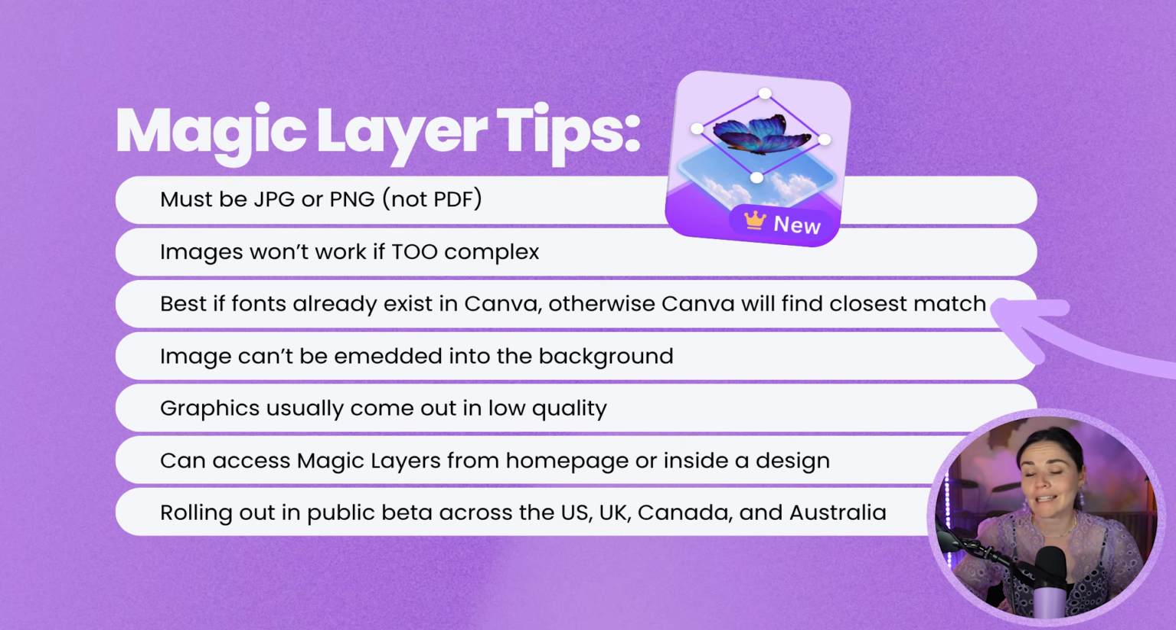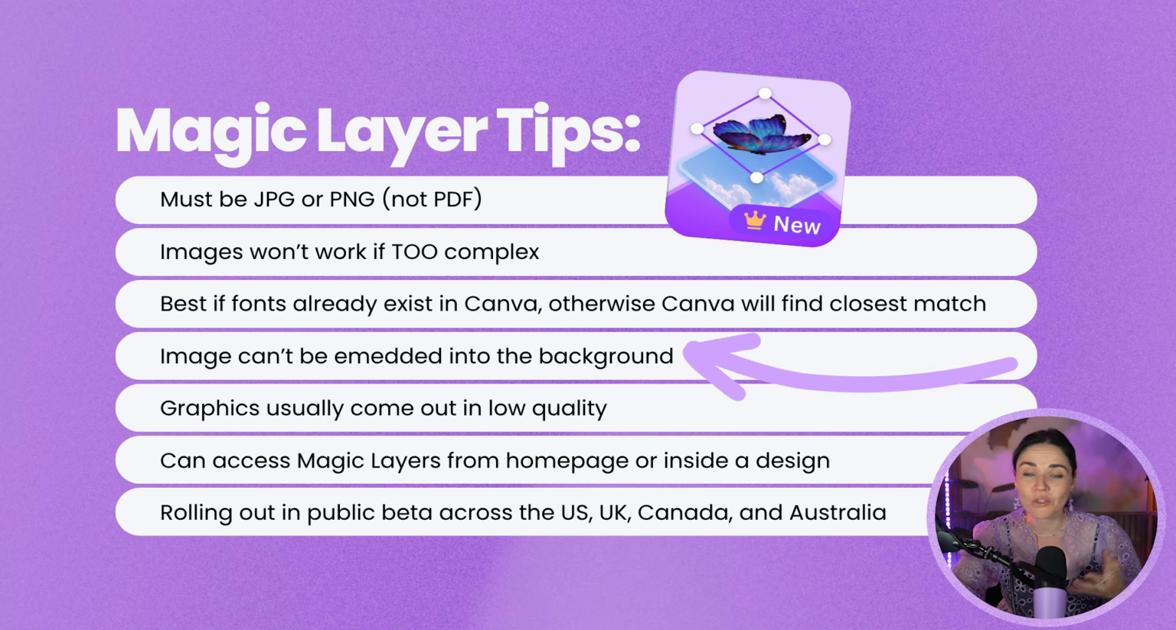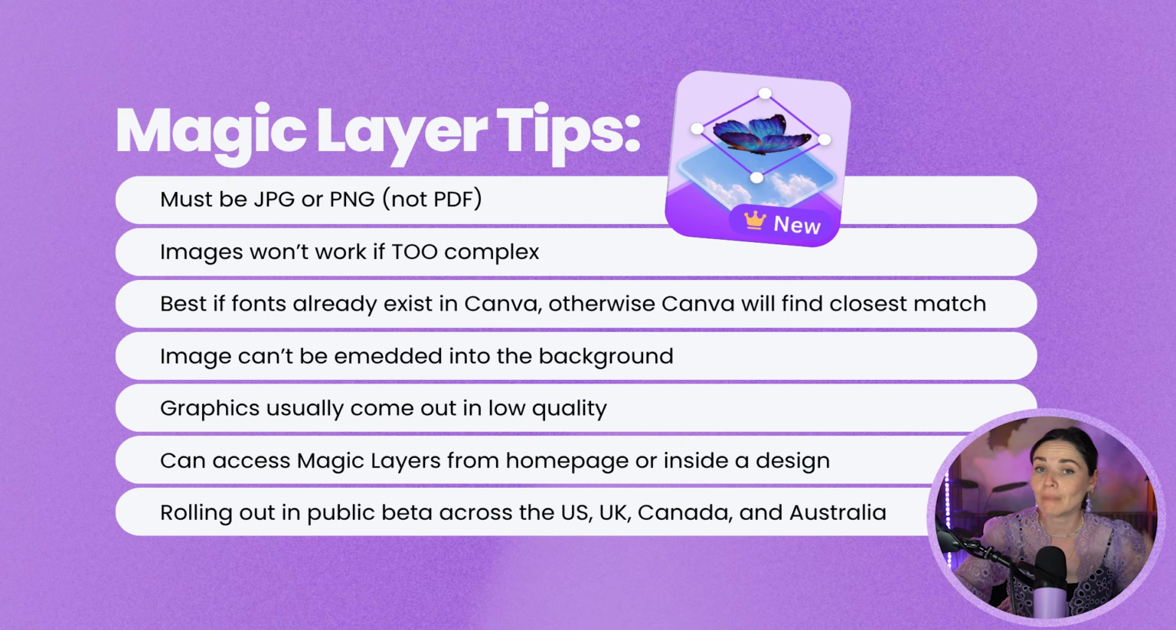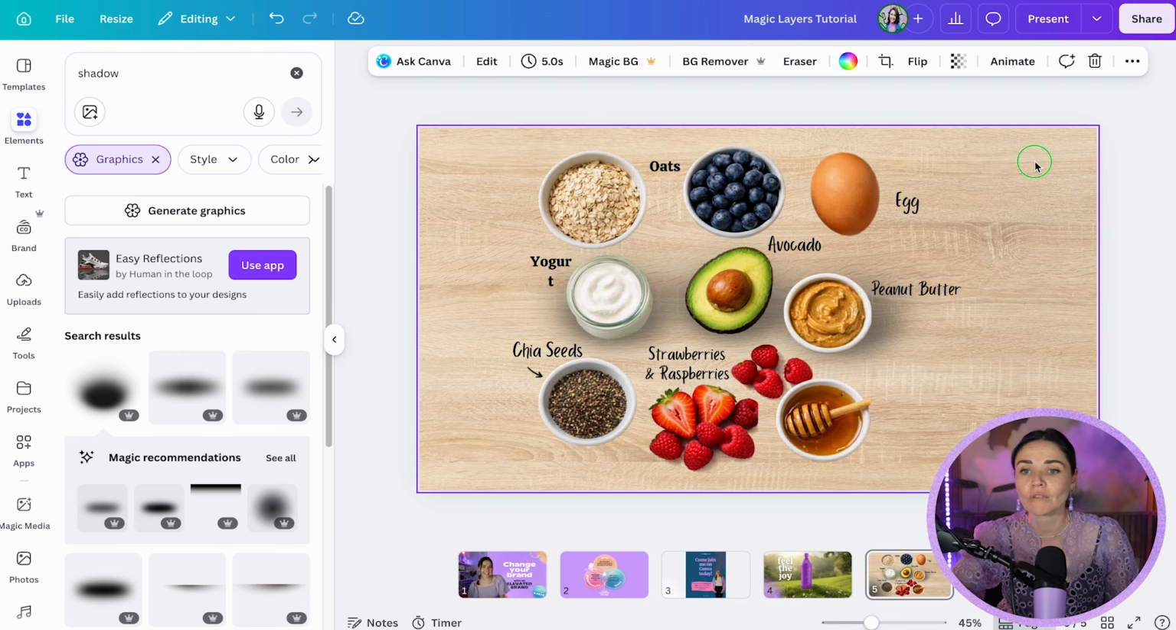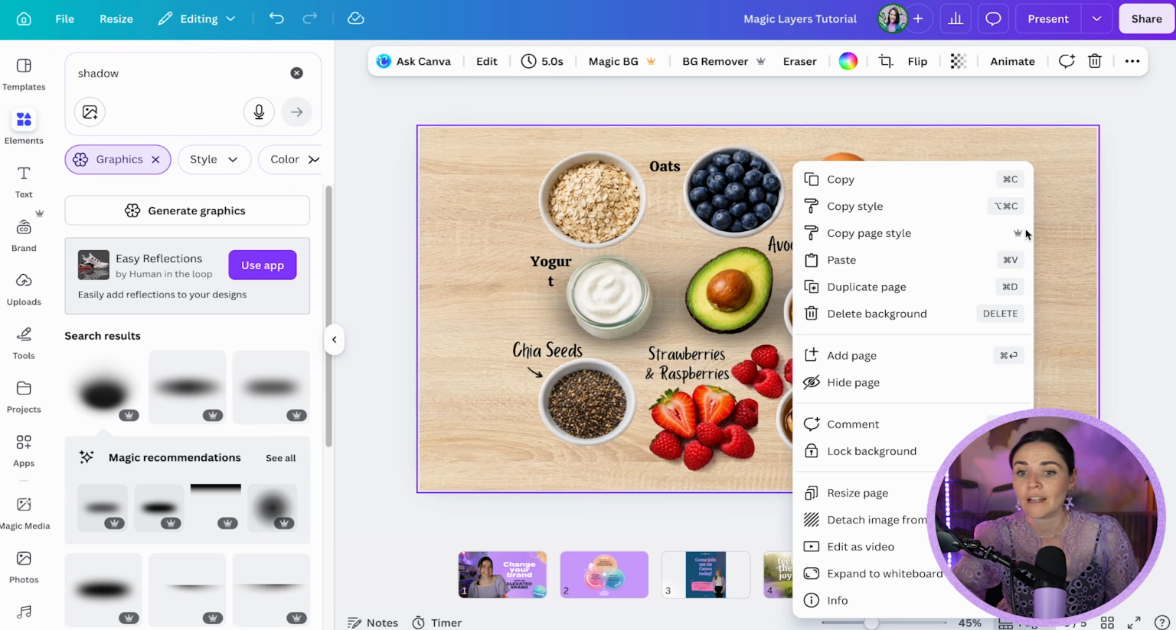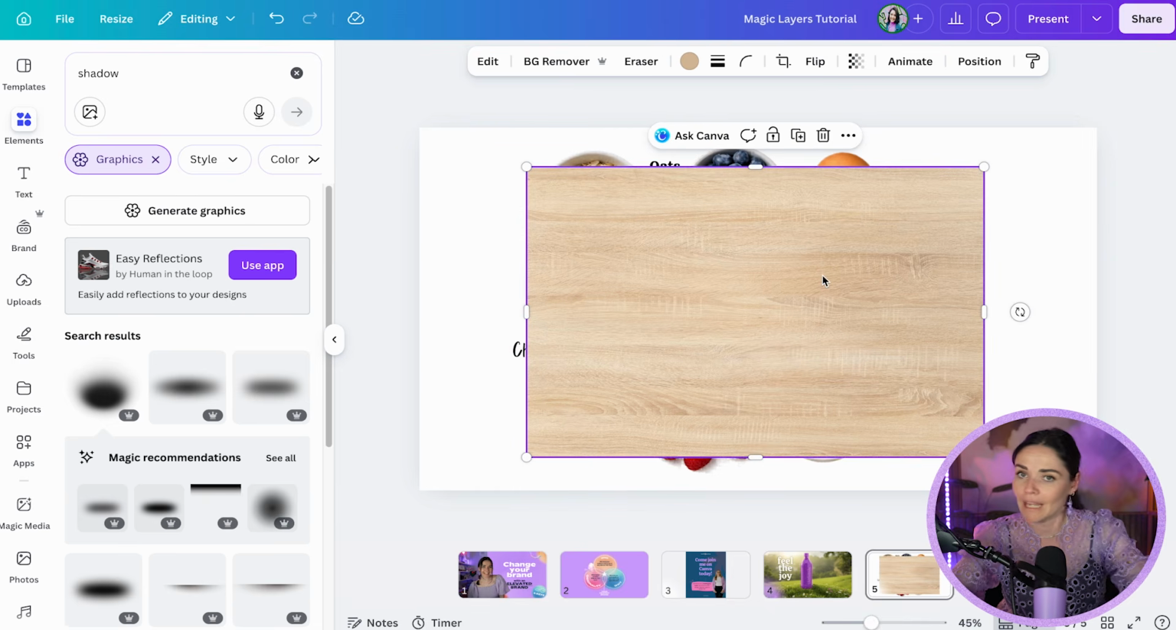Know that Canva only has access to its own fonts. So if you've used a font that Canva doesn't have, it will just replace it with its closest type. Make sure the image you're trying to edit isn't embedded into the background of your design. If you ever need to, if I just bring off the slide for a moment, you can right click on an image if it is in the background and just press detach image from background, and then you'll be able to edit that image perfectly.